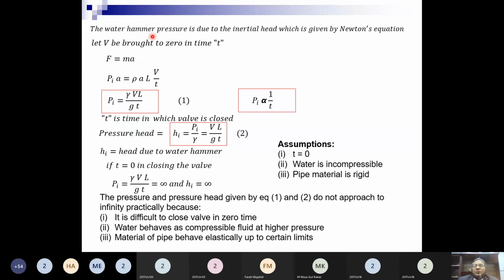So why is there water hammer pressure? What do we want to find from water hammer? Yes, very good question. What do we want to find? We want to find how much the dynamic pressure.